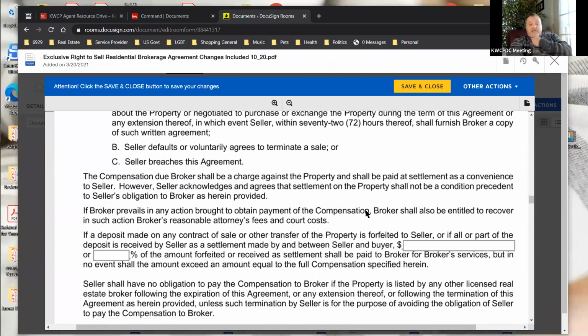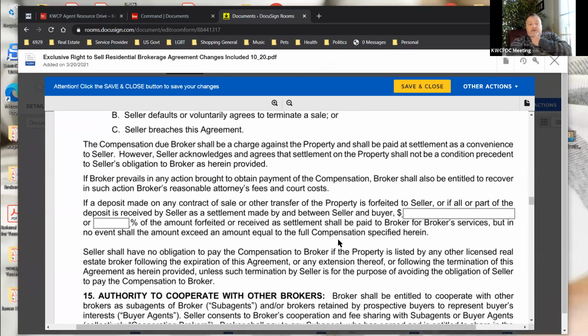Okay, so let's move on down to the compensation due to the broker shall be a charge against the property and shall be paid at settlement as a convenience to the seller. However, the seller acknowledges and agrees that the settlement on the property shall not be a condition precedent to seller's obligation to broker as herein provided. So this paragraph specifically says that getting us to the settlement table and performing on the settlement is not a requirement for us getting paid.